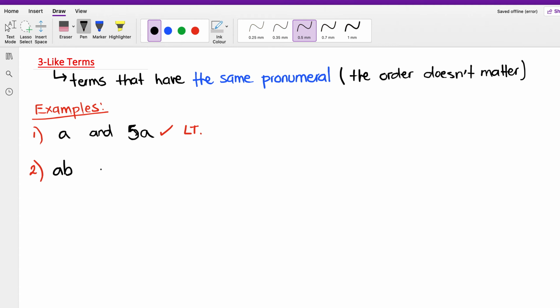AB, and I'm going to write this and then let's say BA. Okay, so what are the pronumerals in the first term? A and B. And what are the pronumerals in the second term? B and A. So they're written in a different order, but is it the same? Do I have one A on both? Yes. Do I have one B on both? Yeah, so they are like terms. Good, let's talk about another one.